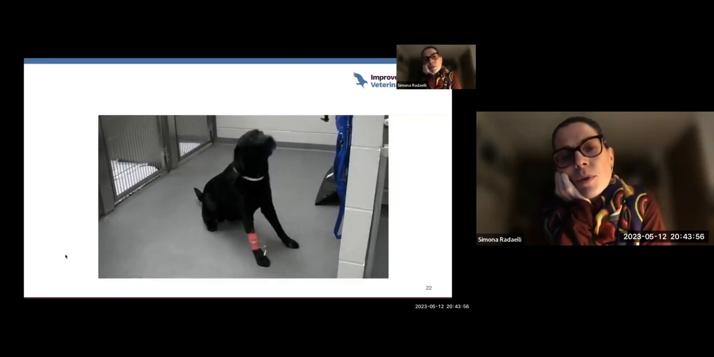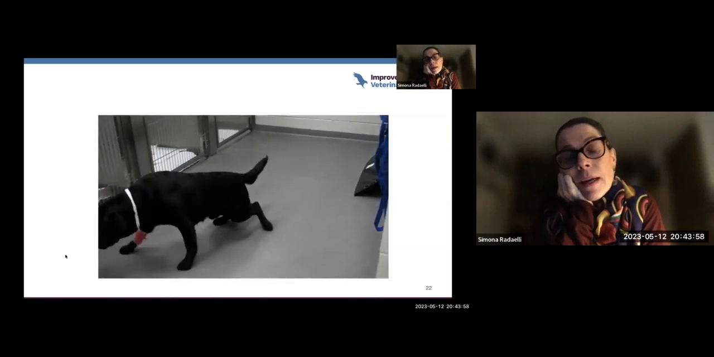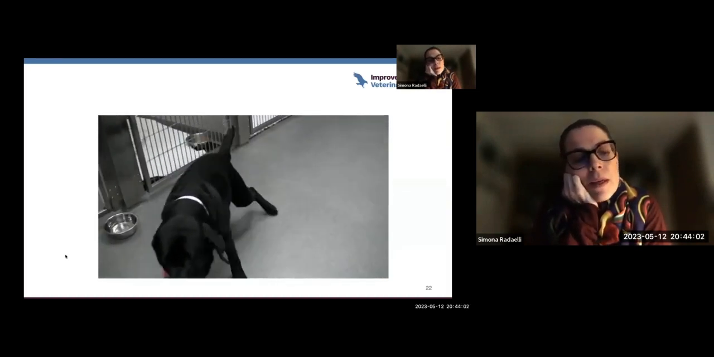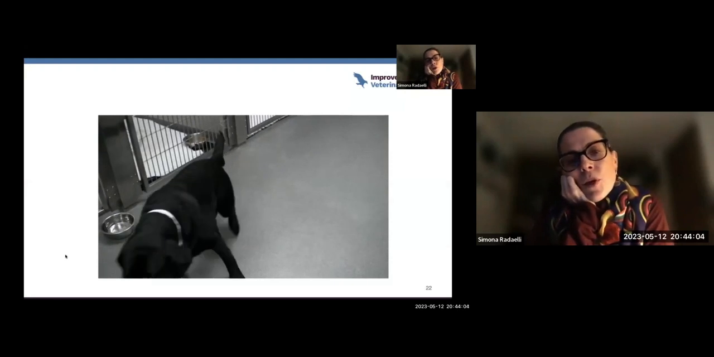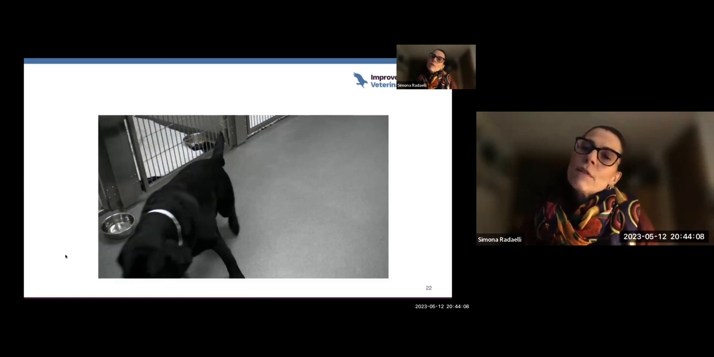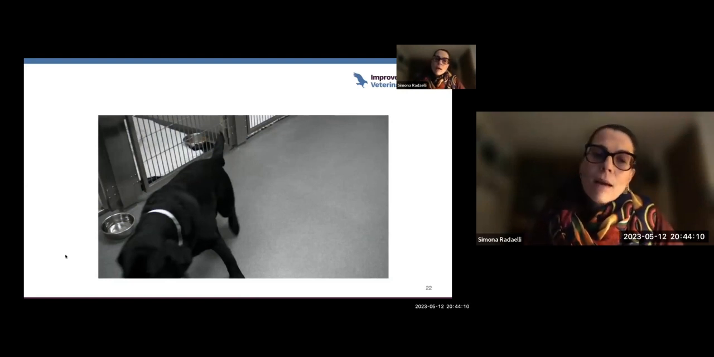We gave him supportive treatment for a week, and he actually got much better and back to normal within a week. So make sure that if you need to use metronidazole, do not use more than 15 mg per kg twice a day.